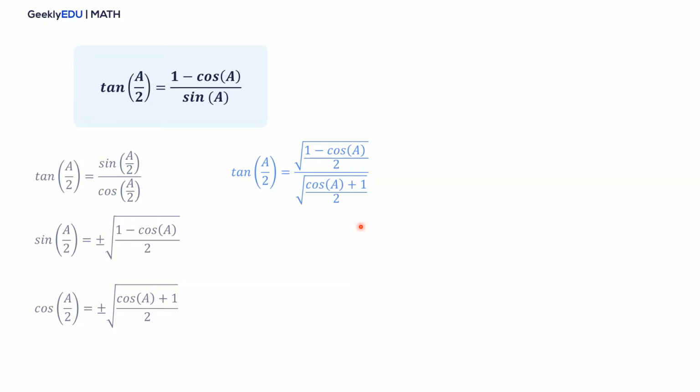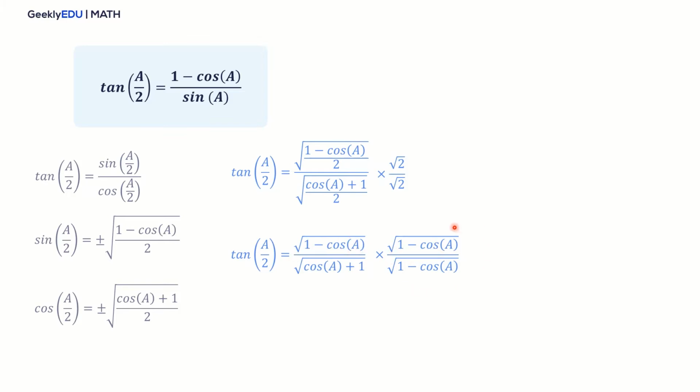Now we can simplify this expression a little bit. We can multiply the top and the bottom by the square root of 2. And then we have this expression, okay? You're just simplifying, cutting these two 2's over here. Now from here, we can multiply the top and the bottom part by the square root of 1 minus cosine of a. And you will understand why we're doing this.